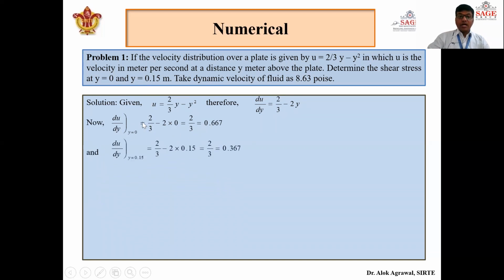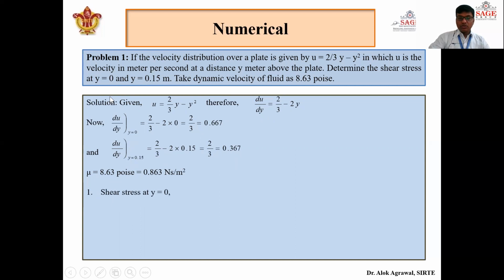Again, by substituting the value 0.15 in the velocity gradient equation, we get du by dy at y is equal to 0.15 as 0.367. Okay. Now viscosity is given as 8.63 poise. If we convert it into SI unit, we have to divide it by 10 and we will get 0.863 Newton second per meter square.